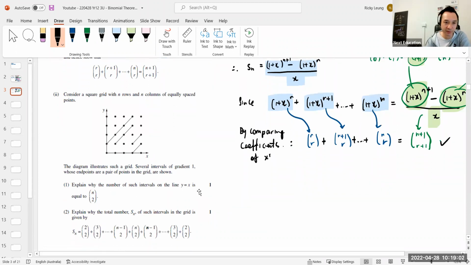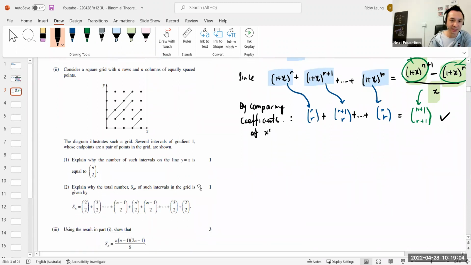So in part 2, consider a square grid with n rows. So there's n rows down here, and n columns. So that sort of reverses the description. That's n rows, and same thing. Several intervals of gradient 1, whose endpoints are the points, are drawn. Okay, cool. These are all gradients of 1, 45 degrees. Explain why the number of such intervals on the line y equals x is that.